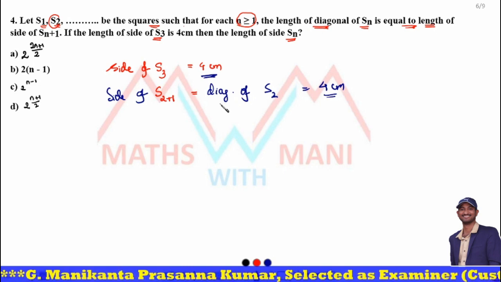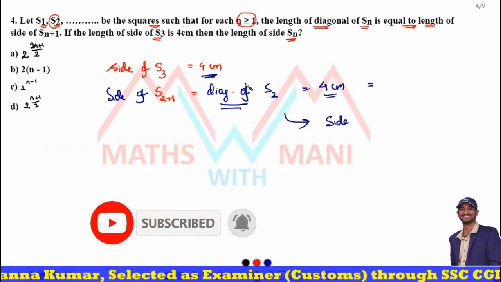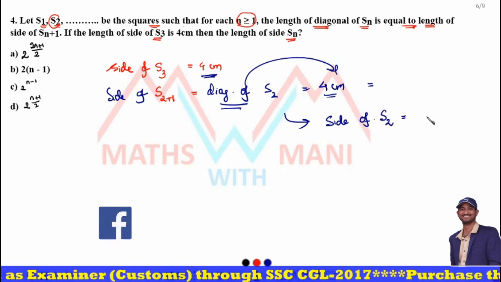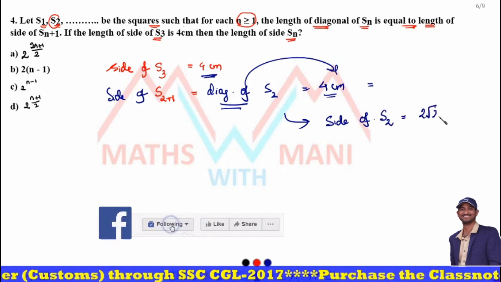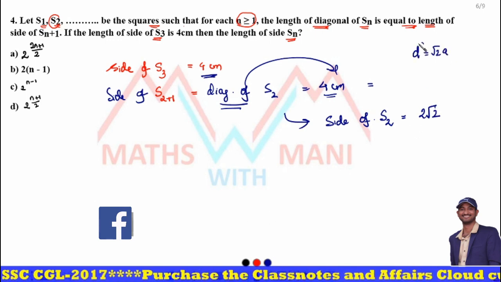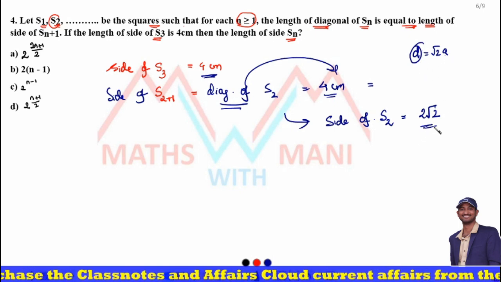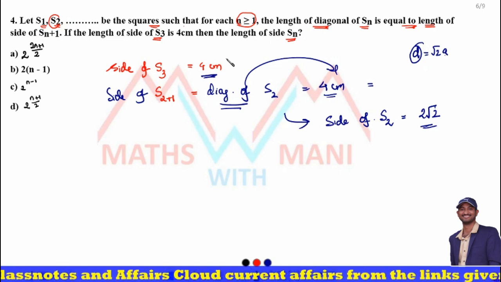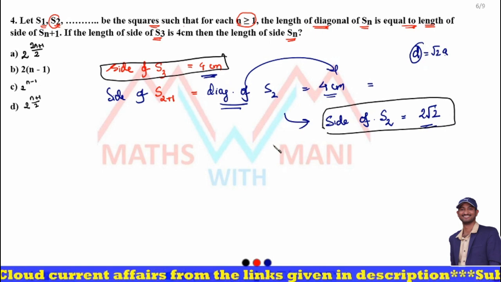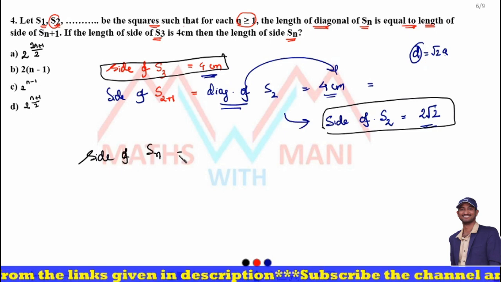Then what is the side of S2? Diagonal is 4 centimeters, so what is the side of S2? Diagonal is 4, so side is equal to 2 root 2, because diagonal D equals root 2 times a. When I know the diagonal, the side is D by root 2, that is 2 root 2. Clear? Now observe this. Side of S3 is 4 centimeters. Side of S2 is 2 root 2. And you have to find the side of Sn.